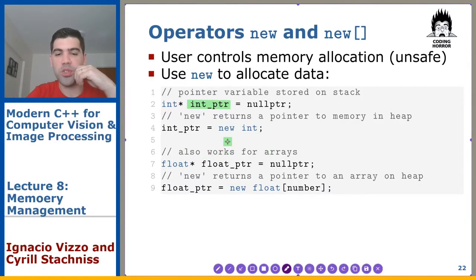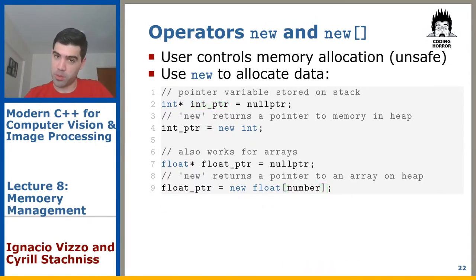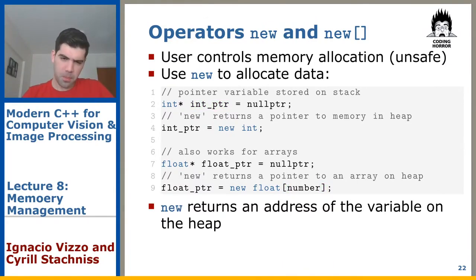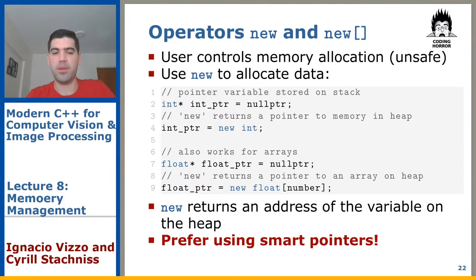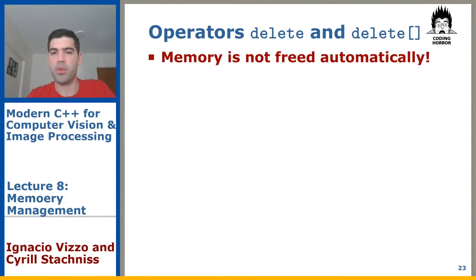And then this will also work for arrays. Let's say you want to allocate an array in memory because you want more data. You do the same, but you just use the square brackets and then you specify how much memory you want, so how many floating points in this case you want there. Keep in mind that you might want to do this for your homeworks. New returns an address of the variable in the heap, and then we will see how to use smart pointers.